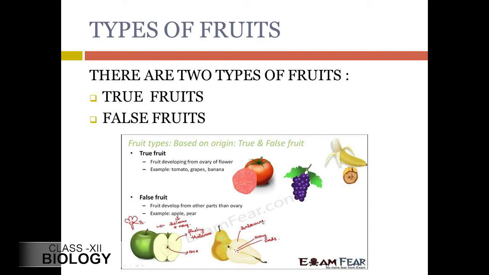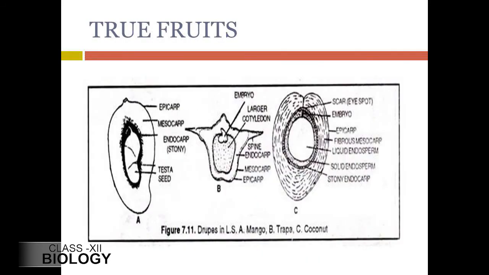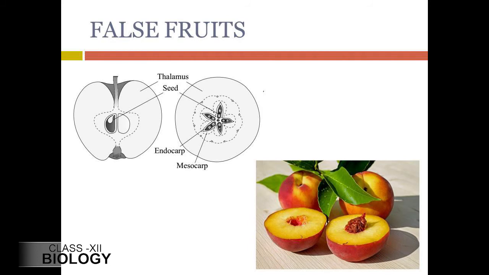Now, we went for the fruits. What are fruits? There are two types of fruits, true fruits and false fruits. True fruits develop from the ovary, and false fruits develop from other parts than the ovary. If it develops from the ovary, examples are tomato, grapes, banana. False fruits develop from parts other than the ovary, like the thalamus: apple, pears. Now you can see true fruits like mango, coconut: epicarp, mesocarp, the fleshy part, and the innermost endocarp. Then in the false fruits, the thalamus is seen.